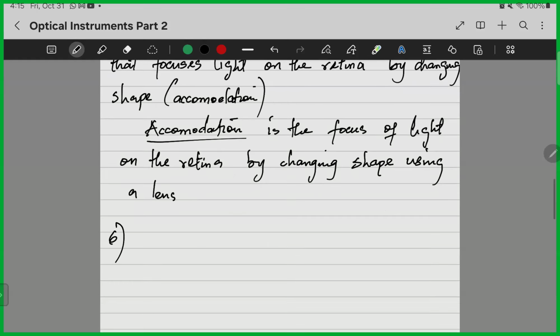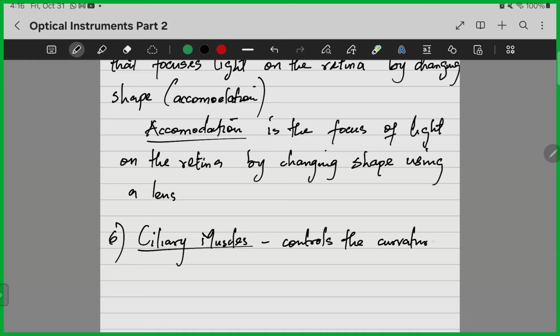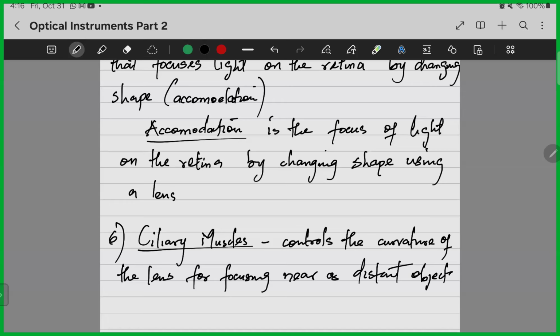Number 6, I'm going to talk about the ciliary muscles. They control the curvature of the lens for focusing near or distant objects. Keep that in mind.